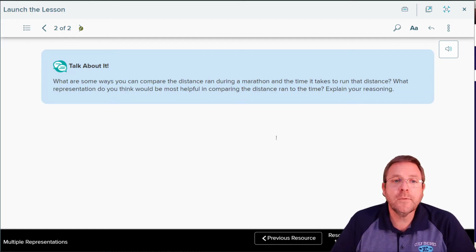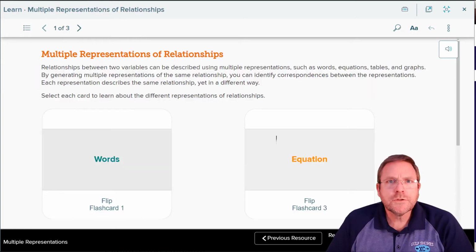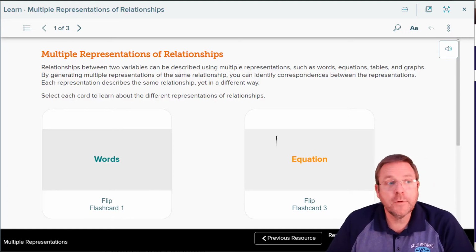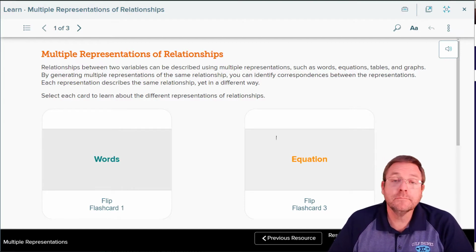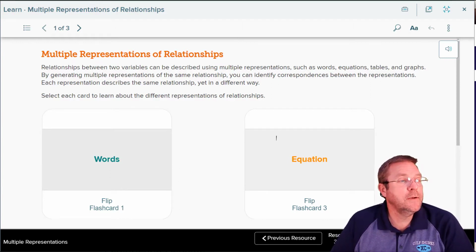Well, these are some of the things we're going to be learning about in this lesson. Relationships between two variables can be described using multiple representations. We've been talking about this all module long, such as words, equations, tables, and graphs. By generating multiple representations of the same relationship, you can identify correspondences between the representations. Each representation describes the same relationship in a different way.